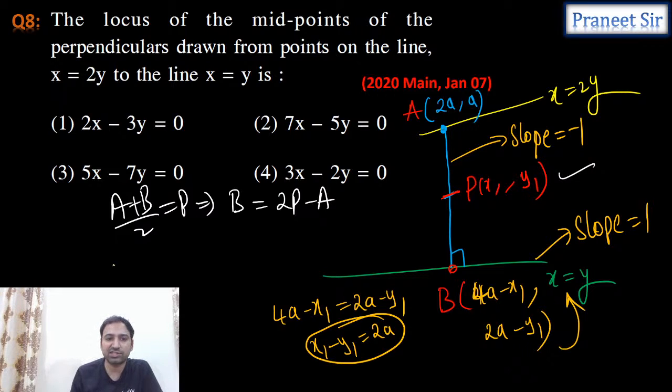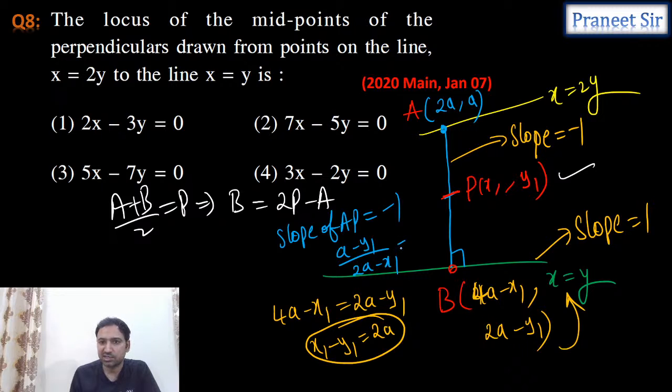If you apply the slope condition here, slope of AP is equal to minus 1. How to calculate slope formula? (a minus y1) by (2a minus x1) is equal to minus 1. And when we simplify this, what do we get, guys? Am I getting 3a is equal to x1 plus y1? That's what we're getting.